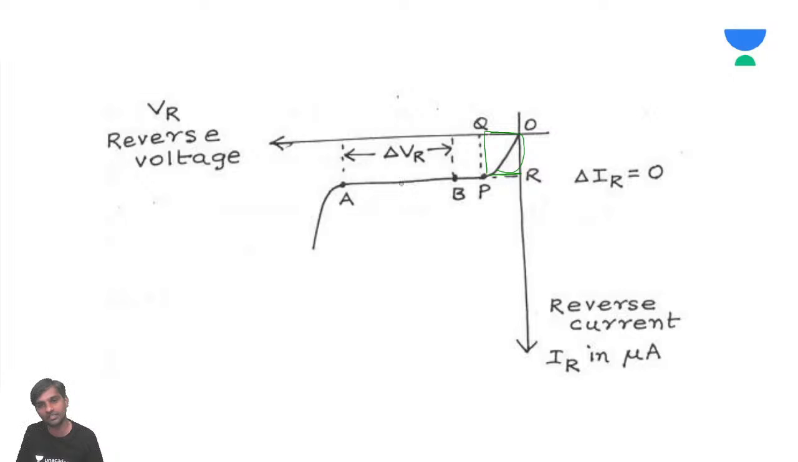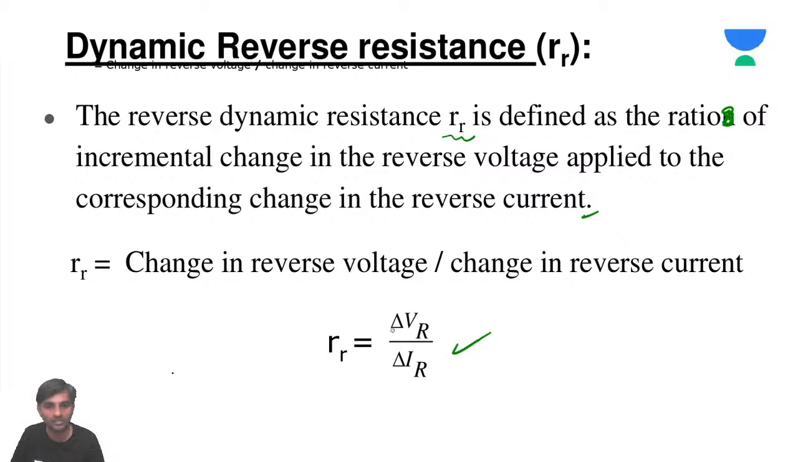So in this region, you can see that delta VR is, let's say, 2 volts. But how much is the change in current? The change in current is 0. There is no current change, the current is constant. So how much resistance will you get? Change in voltage by change in current. How much reverse resistance will you get? Can somebody tell me? It is going to be very high.